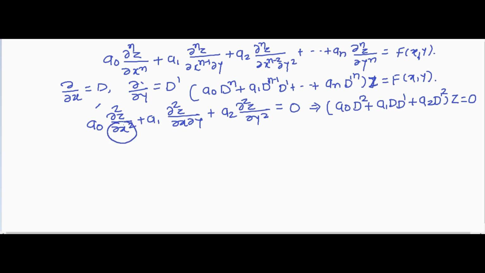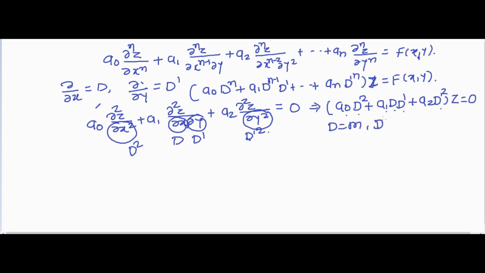See, for the del x squared term we have taken D squared first; for del x we have only D, and for del y the second term has D and D dash; and for del y squared this is D dash squared. Hence this is converted into a0 D squared plus a1 D D dash plus a2 D dash squared z equal to 0. It is a second order differential equation.